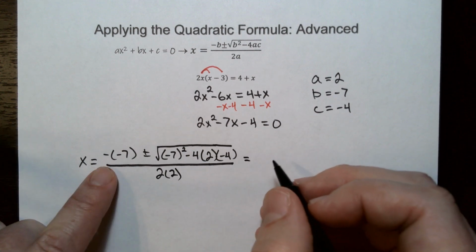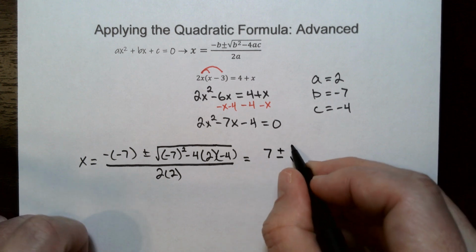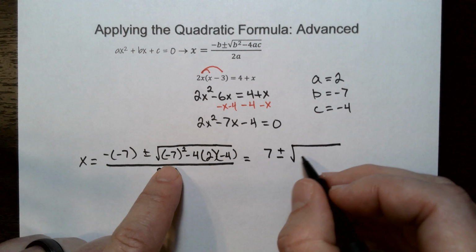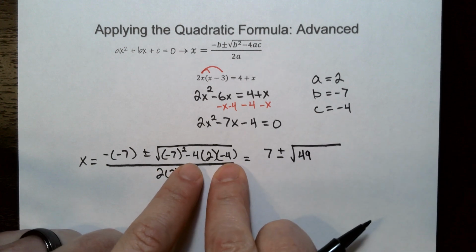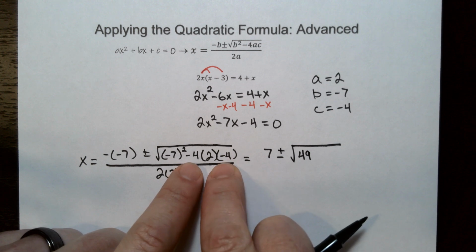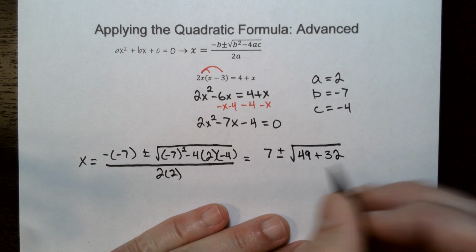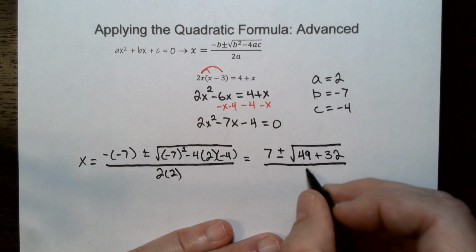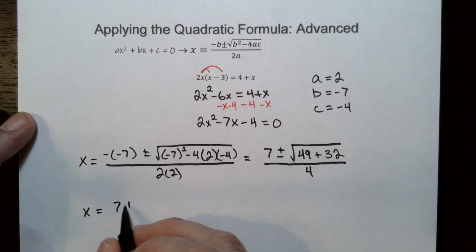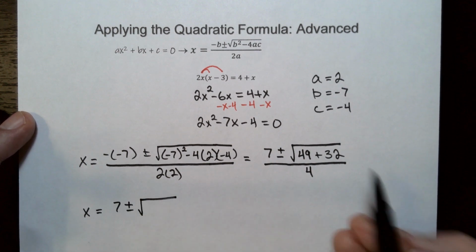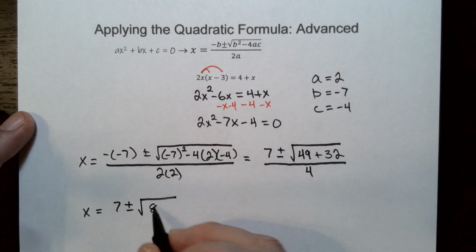Okay, let's clean that up. The negative times a negative becomes a positive here. So 7 plus or minus the square root of negative 7 squared is 49, positive. Okay, and then these three numbers, the negative 4 and negative 4 will give you 16, positive, times 2, which will be 32. Okay, over 4. If you add those two on the inside of the square root, 7 plus or minus the square root, you get, let's see, 49, 59, 69, 79, 81.